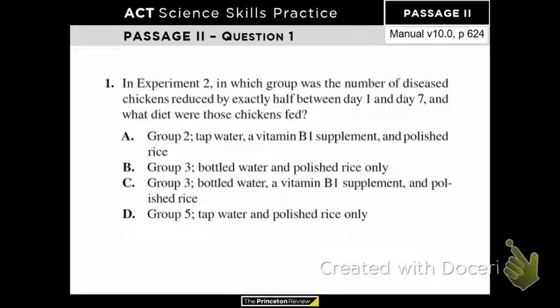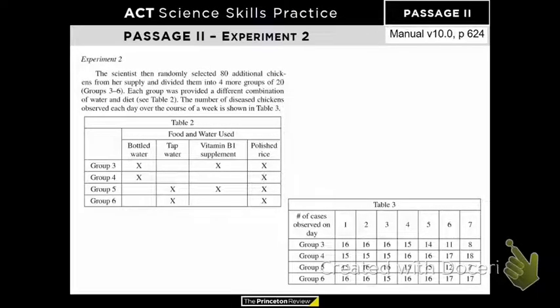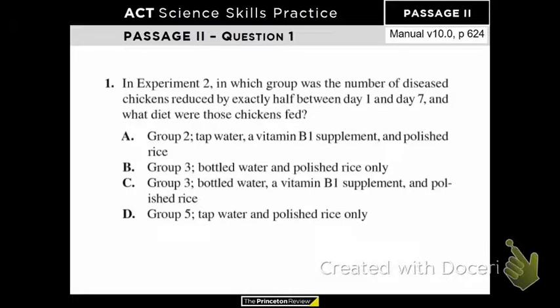Number 1, in experiment 2, in which group was the number of diseased chickens reduced by exactly half between day 1 and day 7, and what diet were those chickens fed? So if I jump back, this is experiment 2, so I'm looking at table 3 here, and I want to see which group ended up with half of the diseased chickens from day 1 to day 7. So it looks like here it goes from 16 to 8, and that's the only one where it is cut in half. So it's going to be group 3.